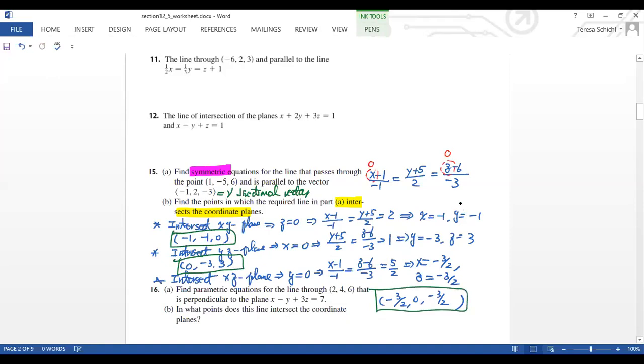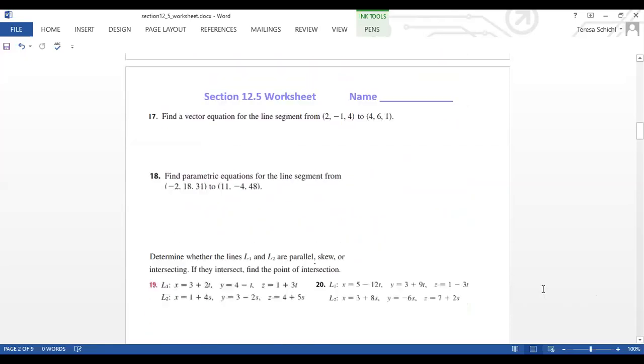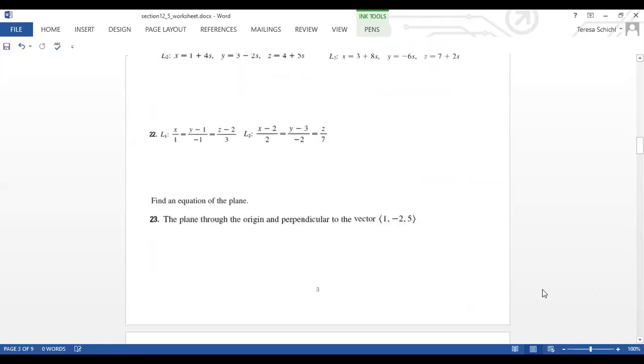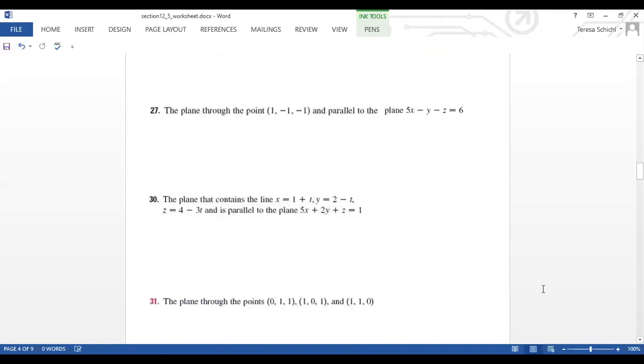So the reason why I want to do this problem is because I want to show you how to find the point where the line intersects the coordinate plane. Okay, so now let's go down here. The next problem I want to do is problem number 30.